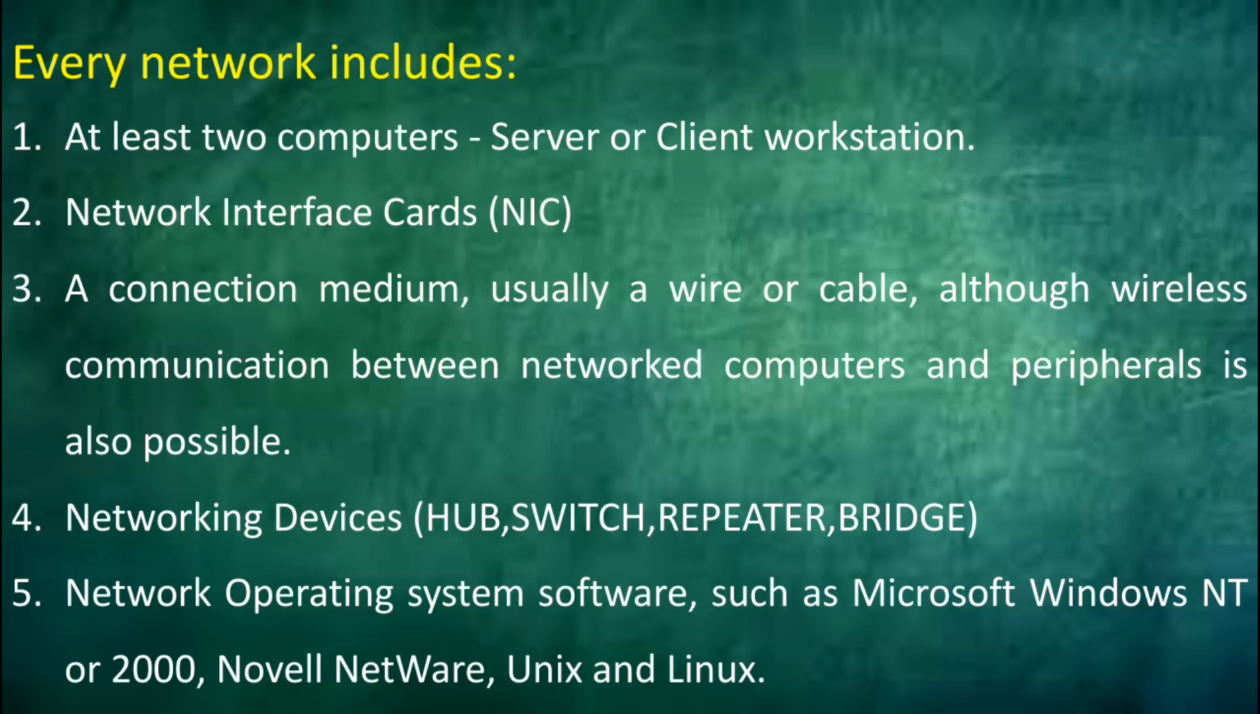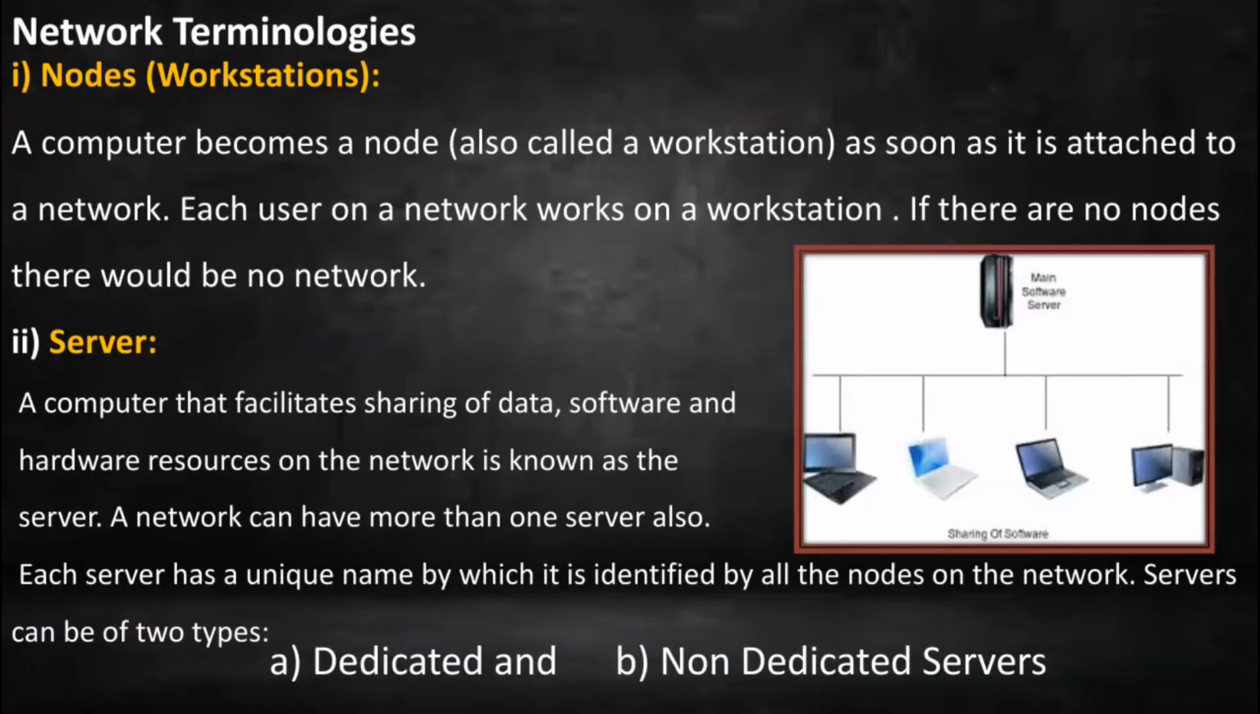So what are the 5 basic requirements? The first one is at least two computers. Second one is the network interface card. Third one is the medium or media, in plural it is media. Fourth, networking devices, and fifth one is your operating system. So let us discuss each and every one.